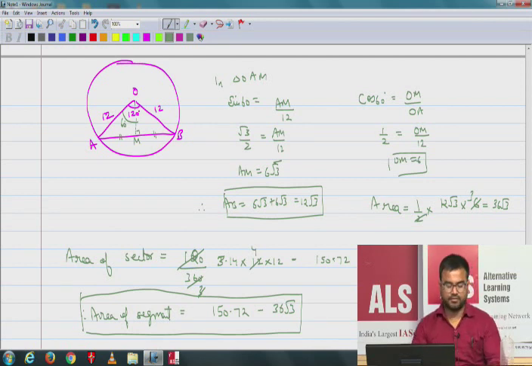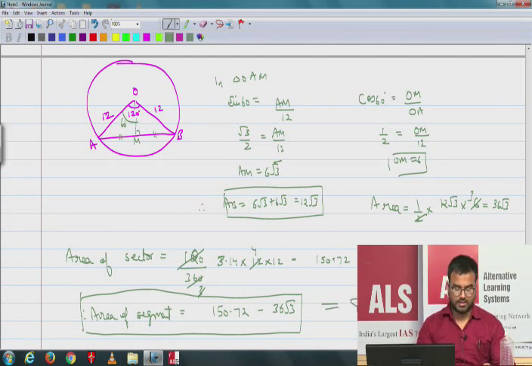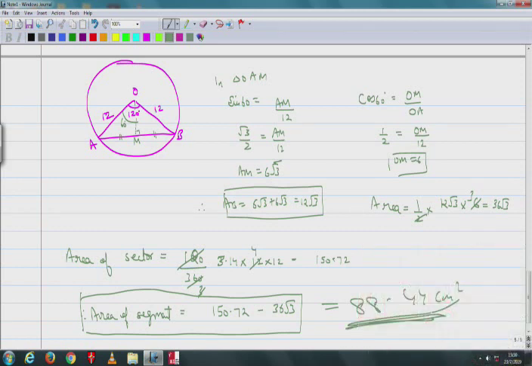And the answer, if you solve this one, is going to be 88.44 centimeters square. This is the answer, not 76, neither 75. 88.44 is the answer for the area for the segment. Area of segment means the shaded region. This shaded region is the answer, 88.44.